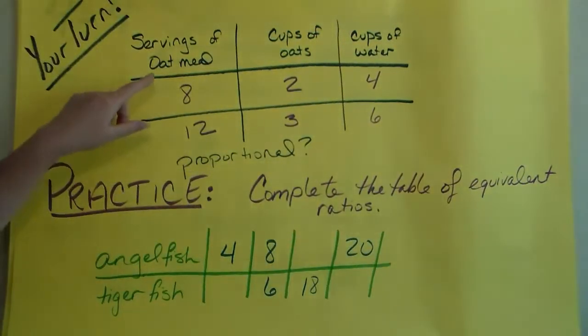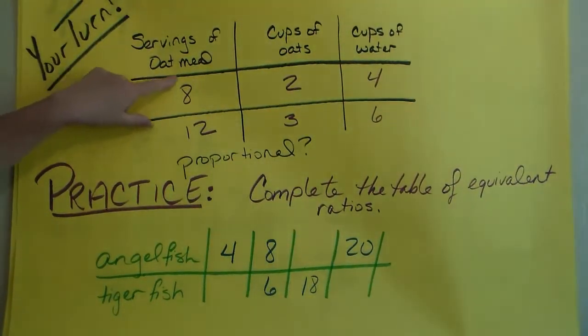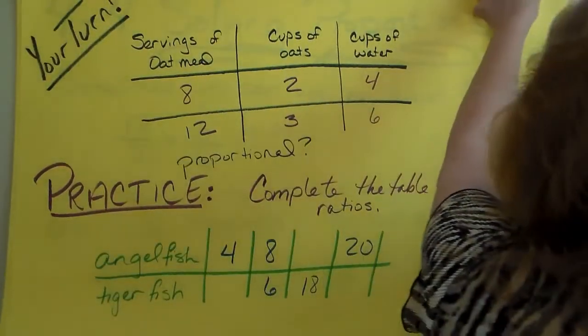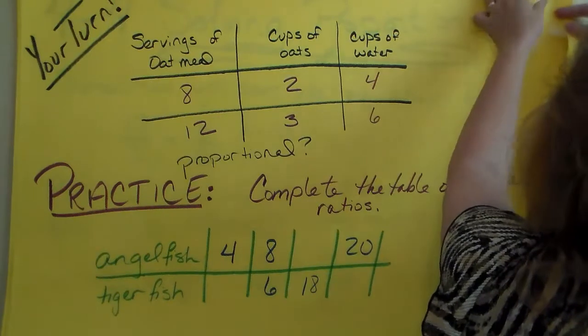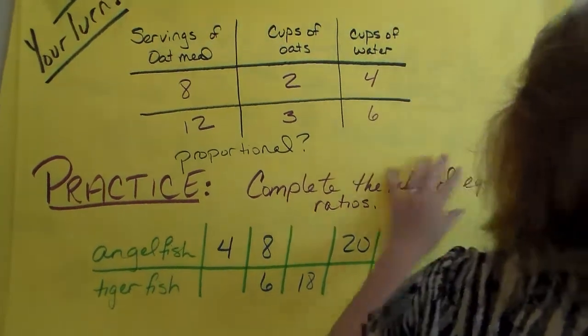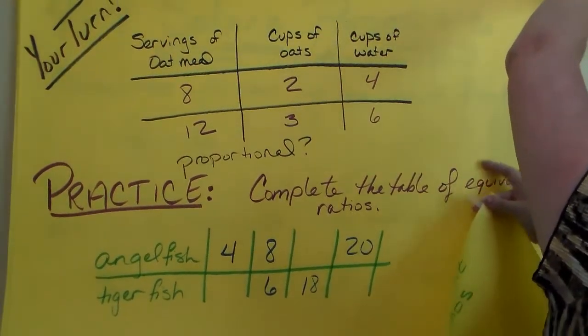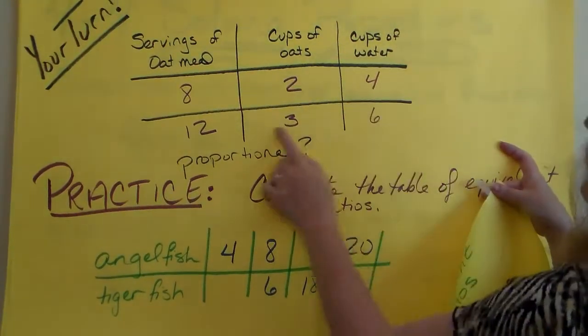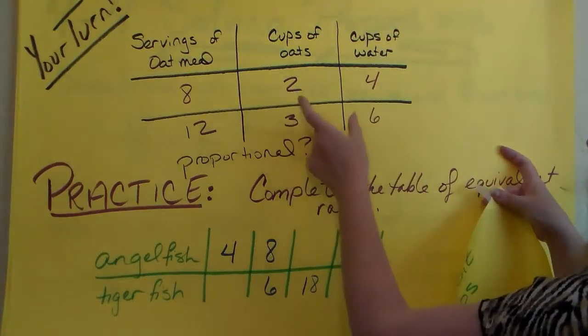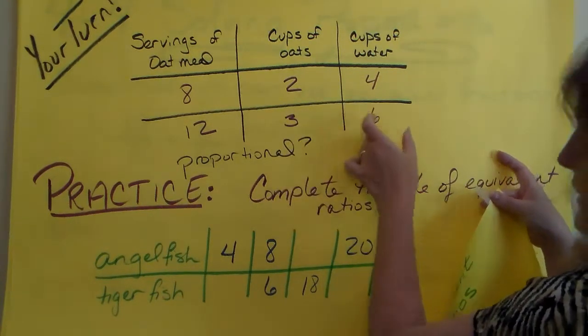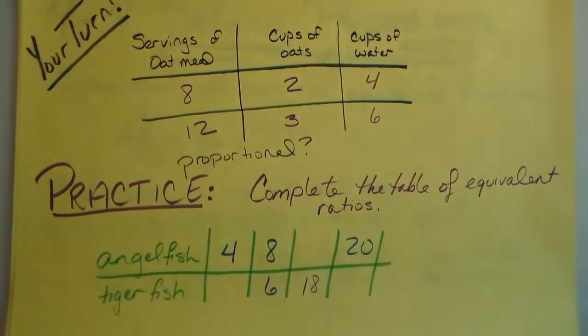Alright, so, your turn. I've got servings of oatmeal. I can either make 8 servings or 12 servings. And I've got cups of water and cups of oats here. And the question is, are these proportional? So I need you to do the proportions of is 2/4 and 3/6 proportional. So do that, hit pause, come back when you're done.